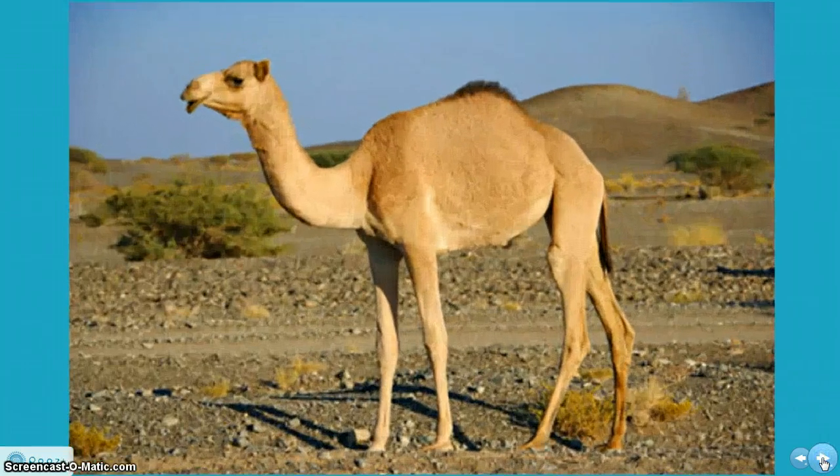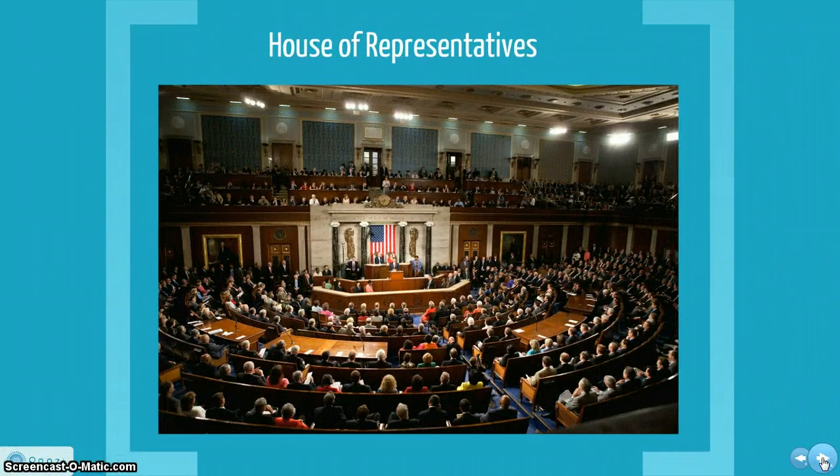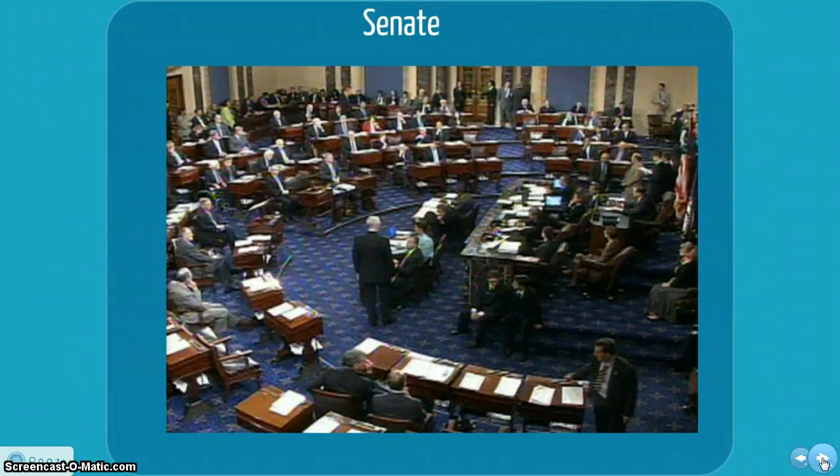The next branch I'm going to speak to you about is the legislative branch. This is a bicameral system. No, I did not say camel. The bicameral system means that there are 2 chambers to the legislative branch. You may have heard of them. The first is the House of Representatives. Here's a photo of the House of Representatives. And the second is the Senate.